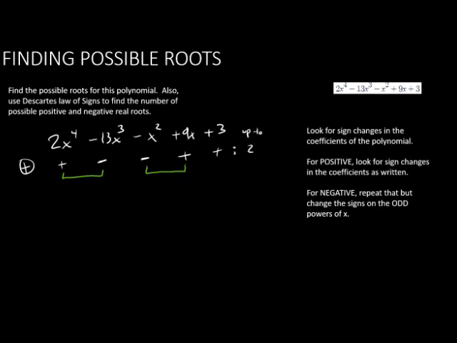However, remember that some of our roots could be complex roots, and those complex roots come in pairs. So I could have two positive roots, or I could have zero positive roots with two that are complex.